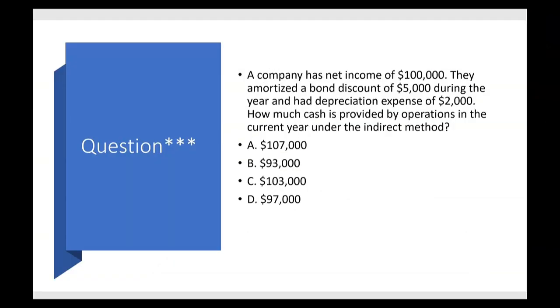All right, let's try one with a bond discount now. Company has net income of $100,000. They amortized the bond discount of $5,000 during the year and had depreciation expense of $2,000. How much cash is provided by operations in the current year under the indirect method?